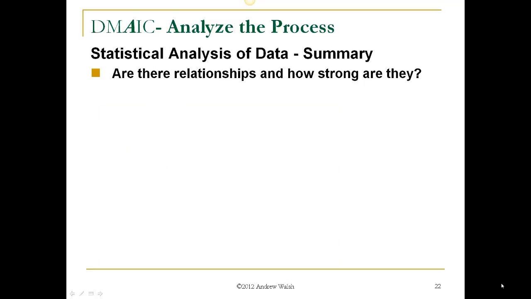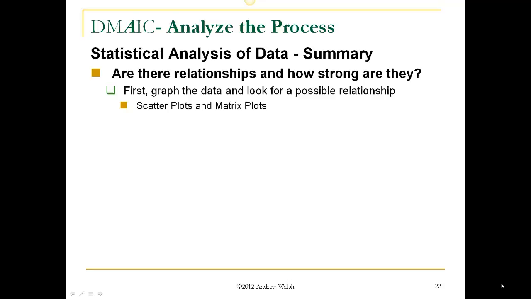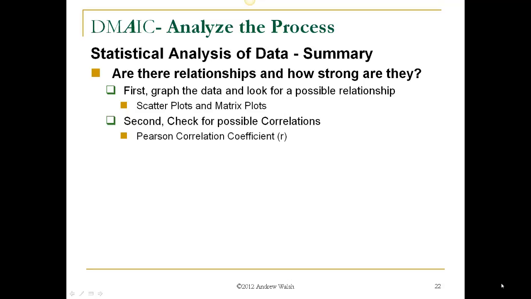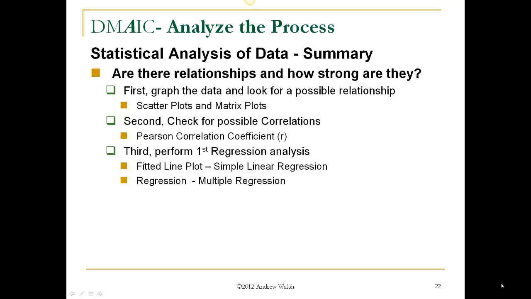Now summarizing, are there relationships and how strong are they? First, graph your data and look for a possible relationship. Use scatter plots and matrix plots depending on what kind of data you're working with. Second, check for possible correlations. The Pearson correlation coefficient, R, will tell you something, but don't go solely on that. Third, perform your first regression analysis. Use the fitted line plot, simple linear regression, or multiple regression as shown earlier. Fourth, evaluate the regression. You look at your R-square, and then, of course, the residuals analysis to make sure that there's nothing wrong with the data that you are working with.